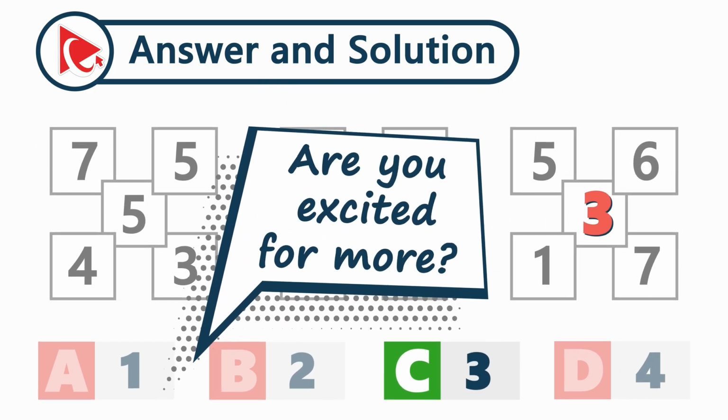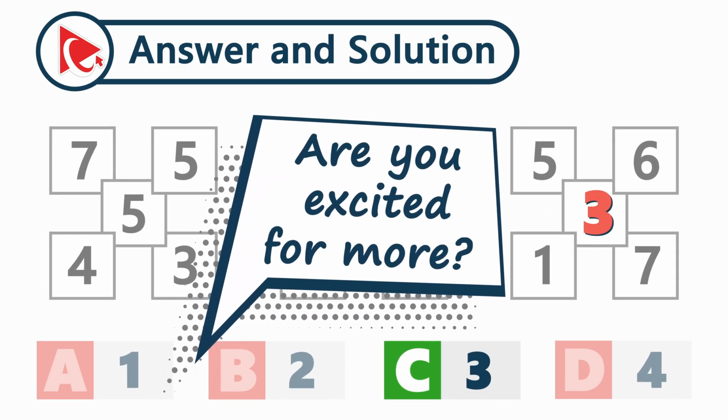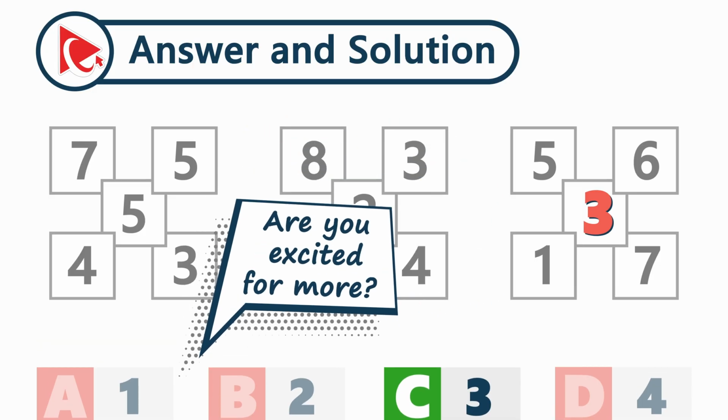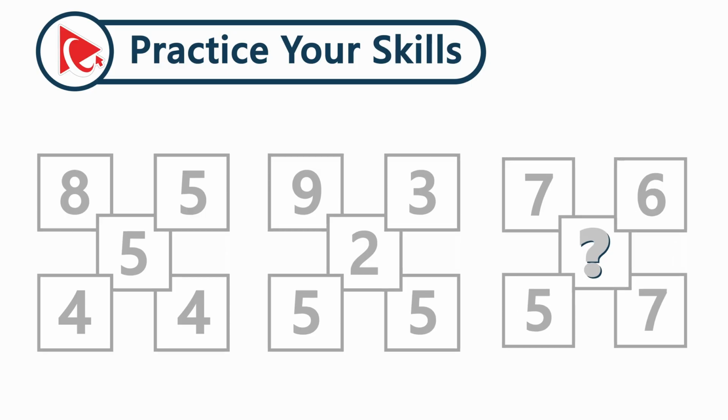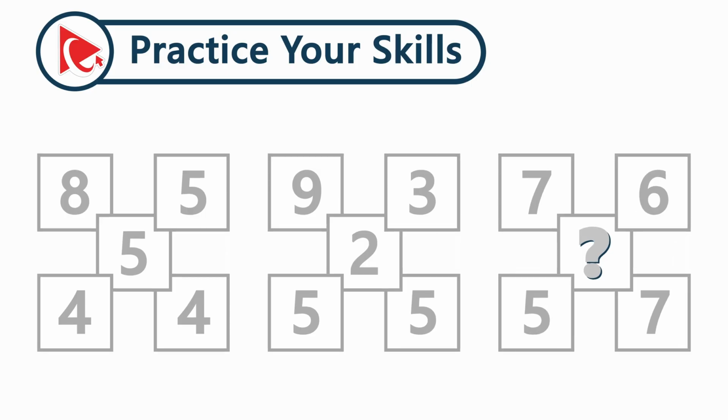Are you excited for more? Especially now when you know how to solve these types of challenges. Try this question to see how you would do. You're presented with 3 shapes. Each shape has 5 squares with numbers inside. First shape has numbers 8, 5, 4, 4, and then number 5 in the middle.